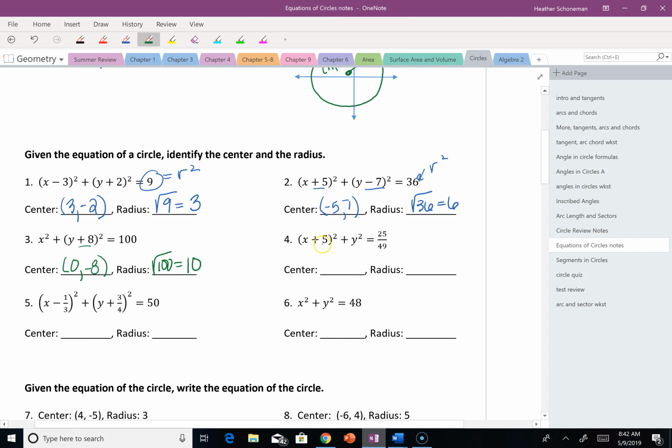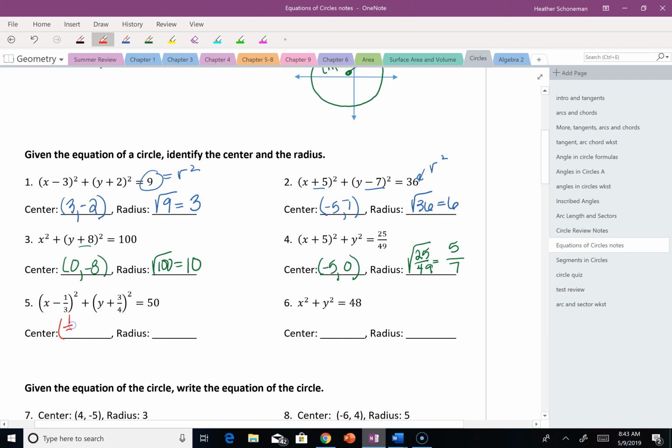Number 4, the center is the opposite of what's with both, so it's going to be negative 5. The y's got nothing, so that's 0. And the radius is the square root of 25 over 49. Whoops, 49. And with a fraction, you take the square root of the top and the square root of the bottom. The square root of 25 is 5, and the square root of 49 is 7. There's your radius.